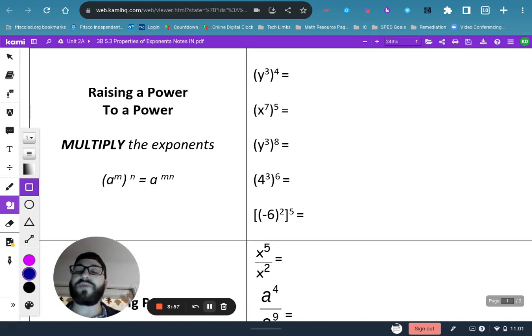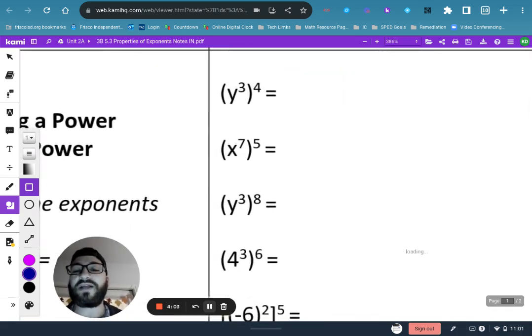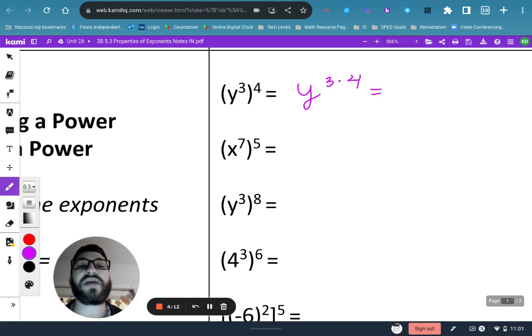We're going to multiply those two powers together, so m times n. As an example, if I have y to the 3rd to the 4th, that would be equal to y to the 3 times 4, which I could simplify to y to the 12th. So this one is fairly straightforward. We don't have to do anything too crazy.